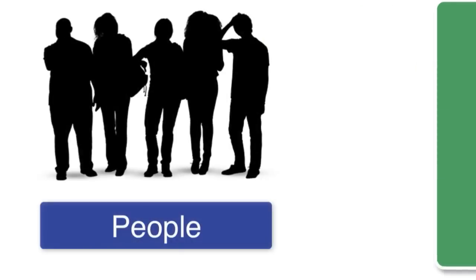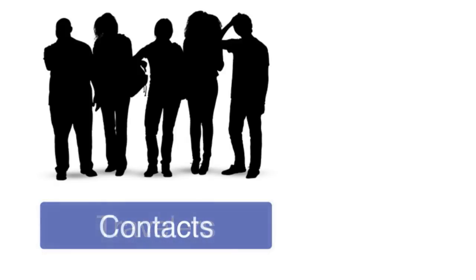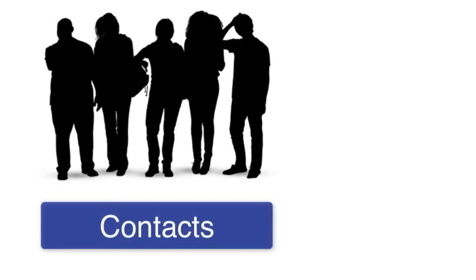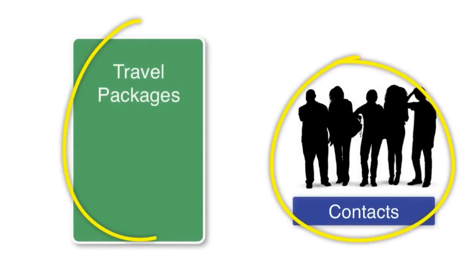So we have people buying these packages. And whether you call them people or travelers or whatever you call them, they're basically contacts. So that's one group. Then we actually have travel packages that we want to sell. So at least we have the two ends. Now we know there's some stuff in the middle, but we have the two ends.